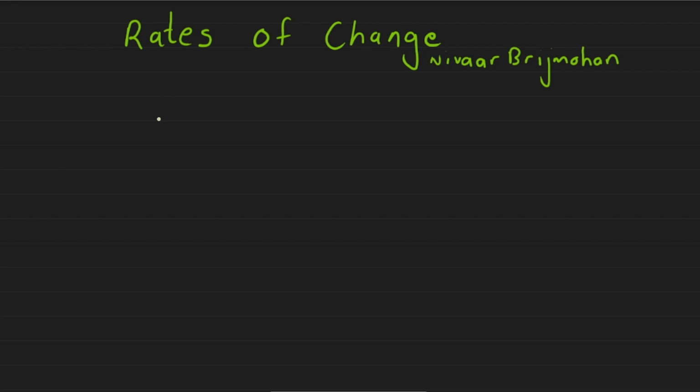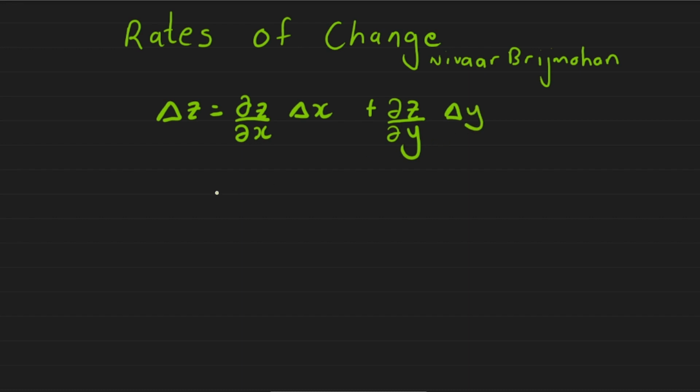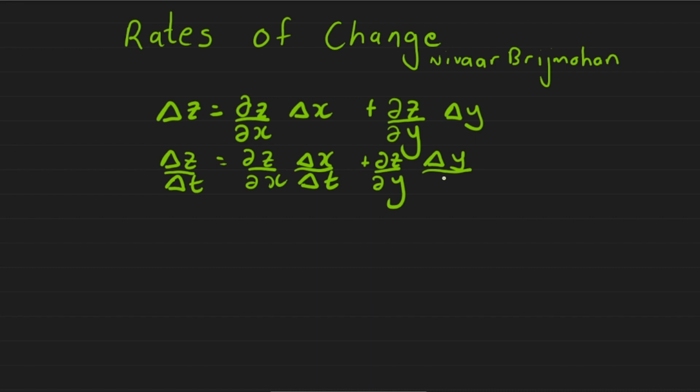is equal to dz dx multiplied by delta x, some change in x, plus dz dy multiplied by some change in y, delta y. So if I divide this entire equation by delta t, I would get delta z divided by delta t is equal to dz dx times delta x divided by delta t plus dz dy times delta y divided by delta t.